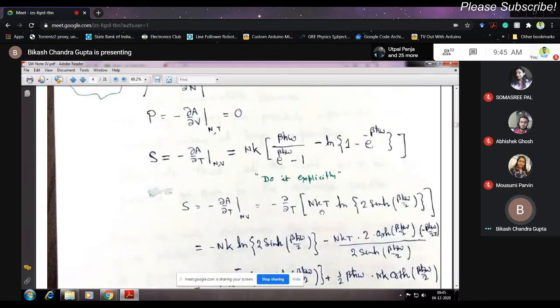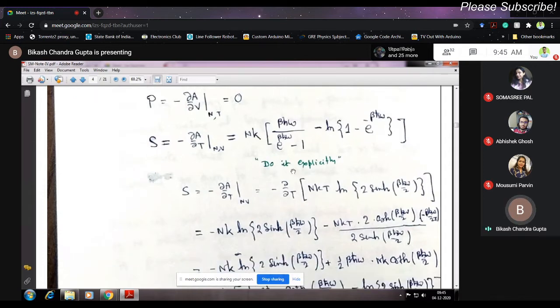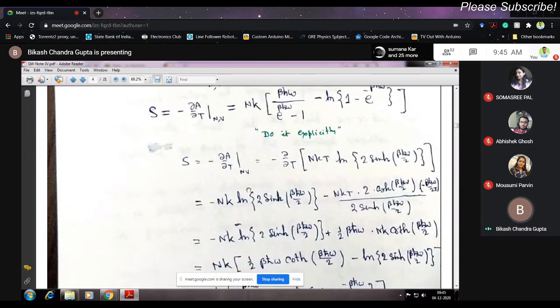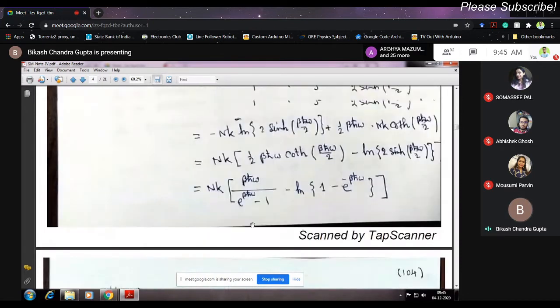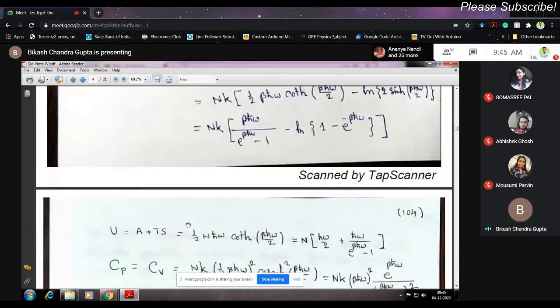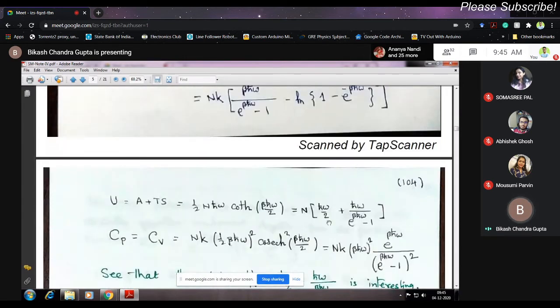Yesterday you did the explicit calculation, Somasri. You have the notes now, so you can do this calculation by yourself. Del A del T, A is given there, so you can do this explicit calculation, and eventually you will arrive at U. So this is S, and then you can use S to get U, and U turns out to be like this.